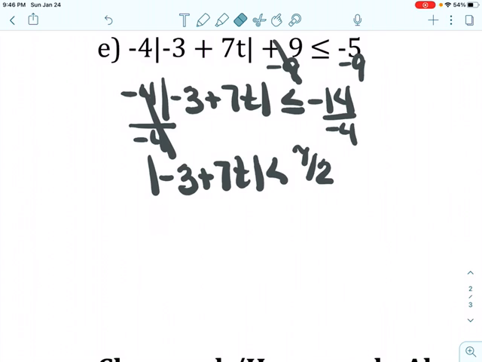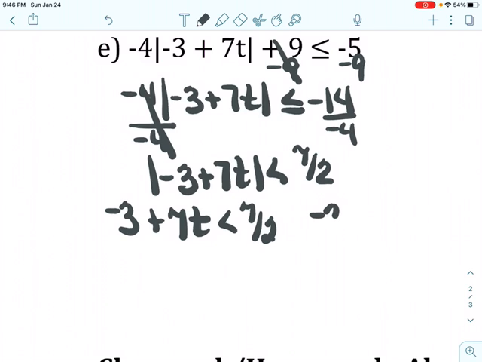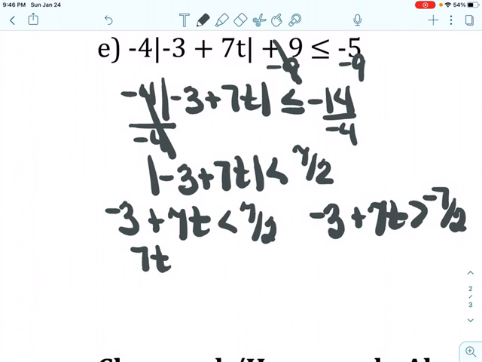Okay, we got this. So we're going to do negative 3 plus 7t is less than 7 halves. All right, make sure I didn't do bad math here. Subtract the 9, get negative 14 divided by negative 4, yep, okay. Negative 3 plus 7t is greater than negative 7 halves. All right, 7t, we're going to add the 3. What is that? I didn't dig out my calculator. All right, it's 7 divided by 2 plus 3, 6.5.